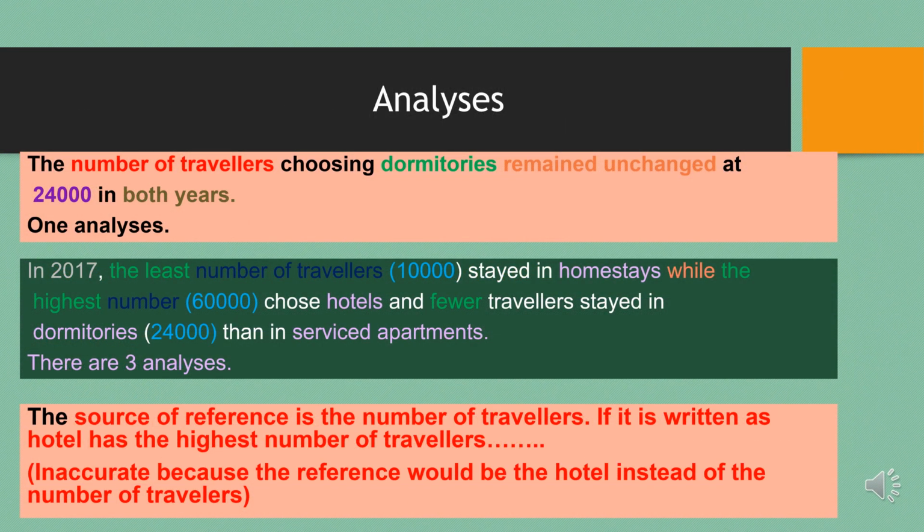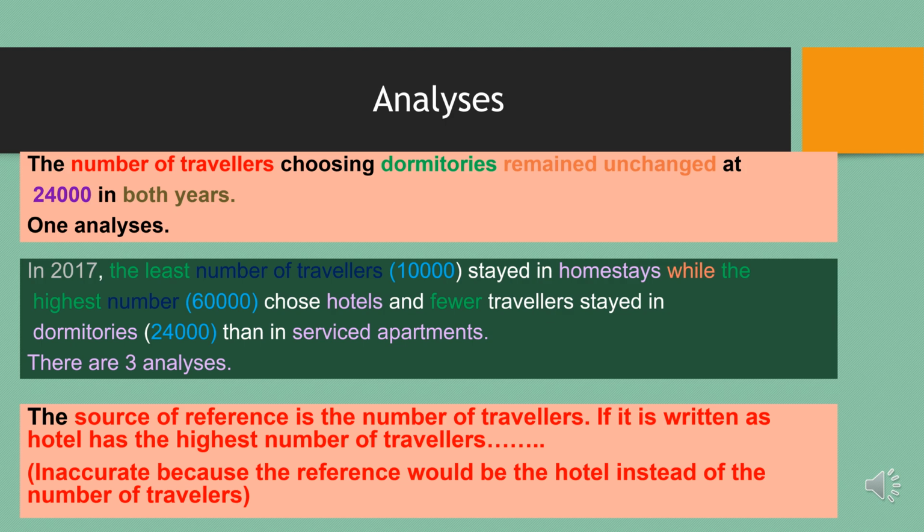Now let's take a look at the analysis here. Okay, look at the first sentence. The number of travelers choosing dormitories remained unchanged at 24,000 in both years. So there's one analysis here. The number of travelers is the source of reference, dormitories would be the key feature, remained unchanged is the trend, 24,000 would be the data, and both years refers to 2017 and 2019. So we have a complete analysis here.